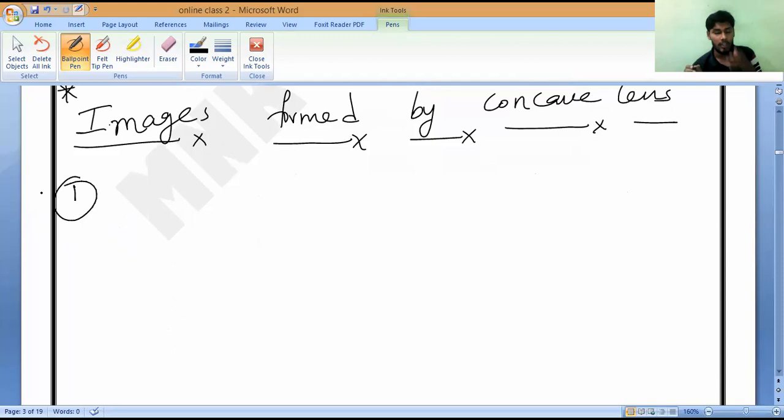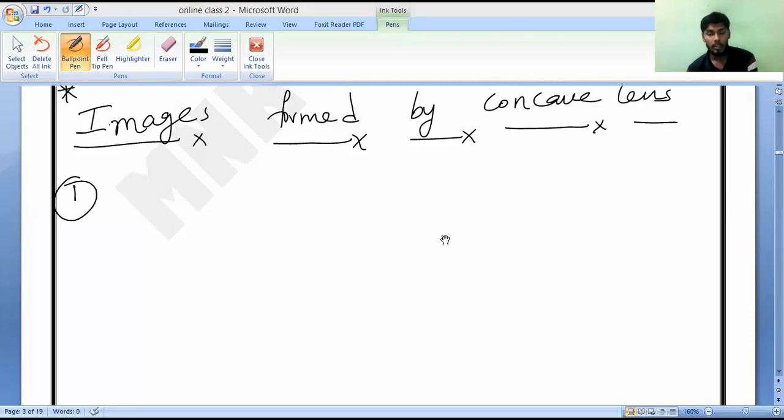Wherever you place the object in front of the lens, what will it form? It will always form a virtual image. So we don't need to remember that, but we have to do it now. Formation of image by a concave lens.